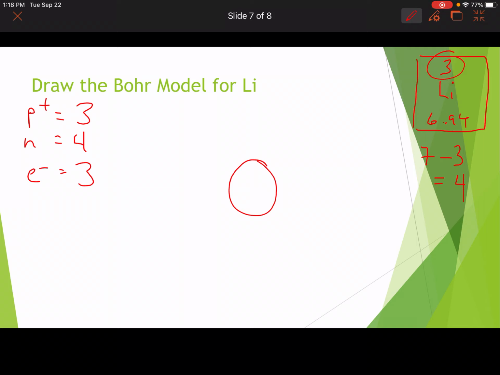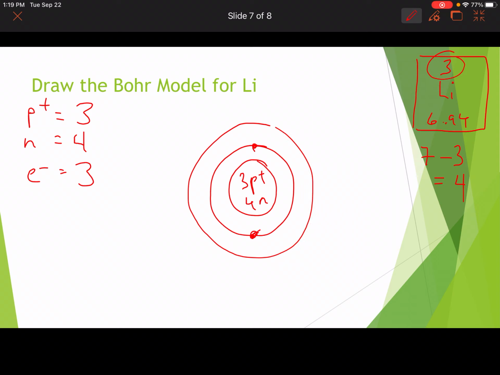Next, I'm going to draw my Bohr model. I'm going to draw my nucleus. I've got 3 positive here, and I've got 4 N here. Now, I have 3 electrons that I have to place. The first shell can only hold 2, so I'm going to go 2. So I've placed 2. I've got 3 total, which means I only have to place 1 more electron here. So that's going to be 3 electrons there, and this is the Bohr model for lithium.